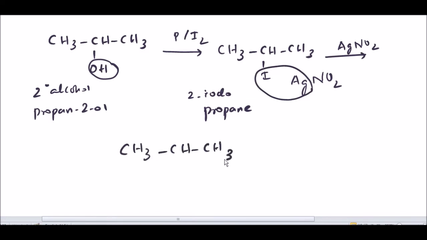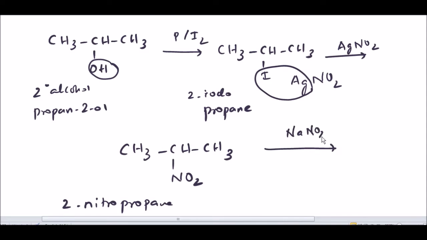CH3CHCH3, and here I am writing NO2. The nitro compound is made. The compound's name is 2-nitropropane. After that, as usual, this is to be treated with nitrous acid, which comes from the combination of NaNO2 and HCl, instantly giving nitrous acid. Here I can write nitrous acid, HON double bond O.